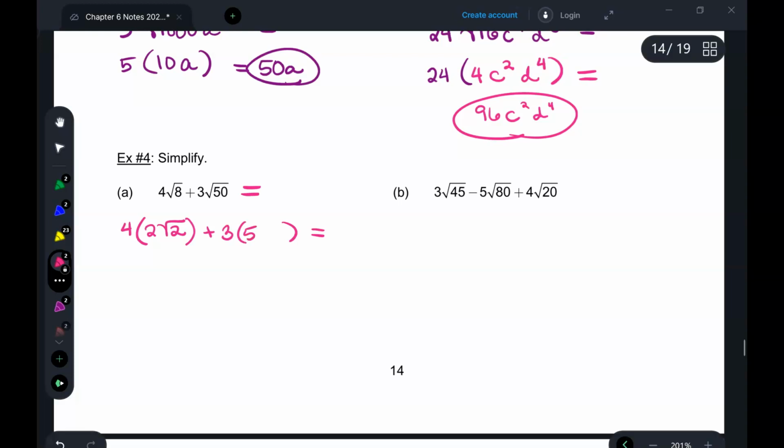If you need to show the work on the side for those radicals, great. If you're able to jump right to that answer, fine as well. What do we want to do now? Multiply the coefficients? So it's going to be 8 root 2 plus.